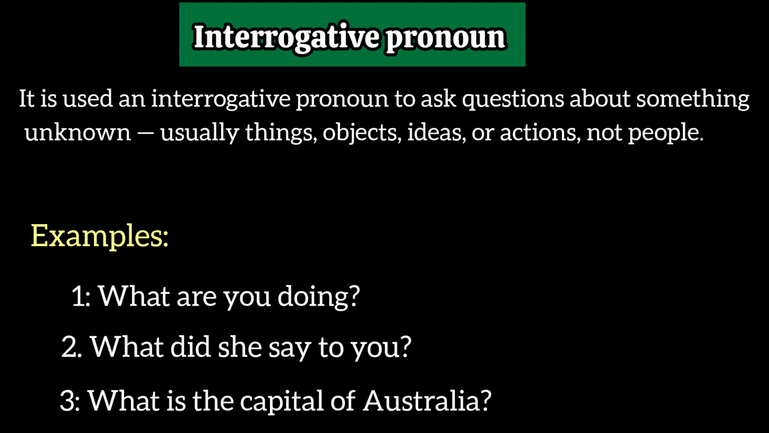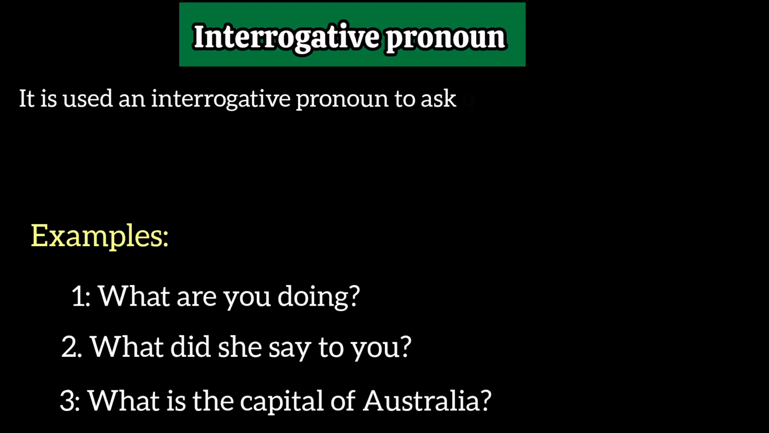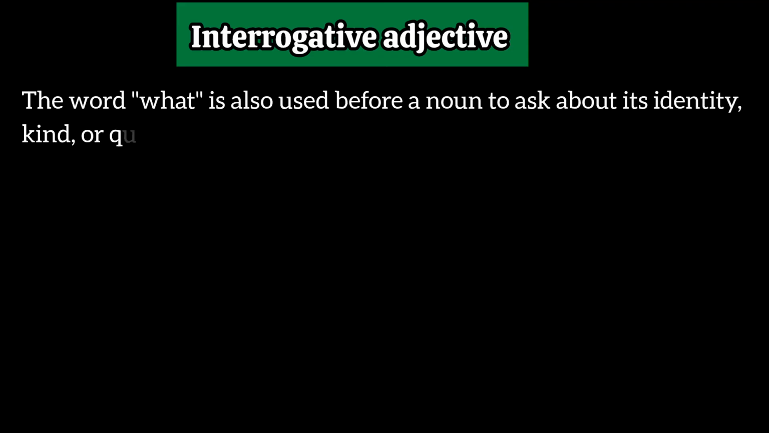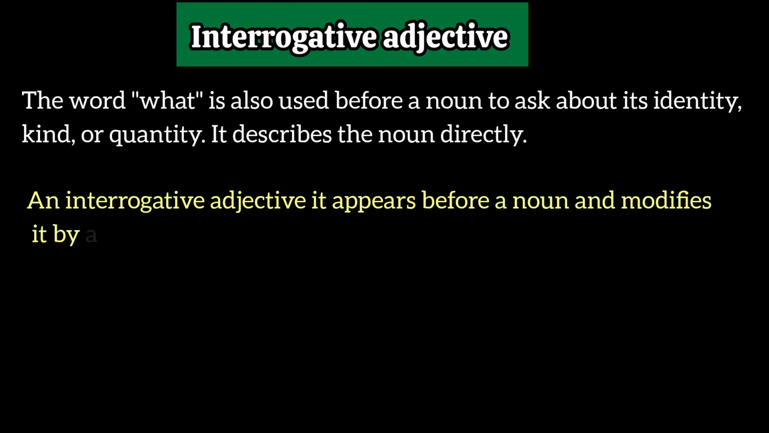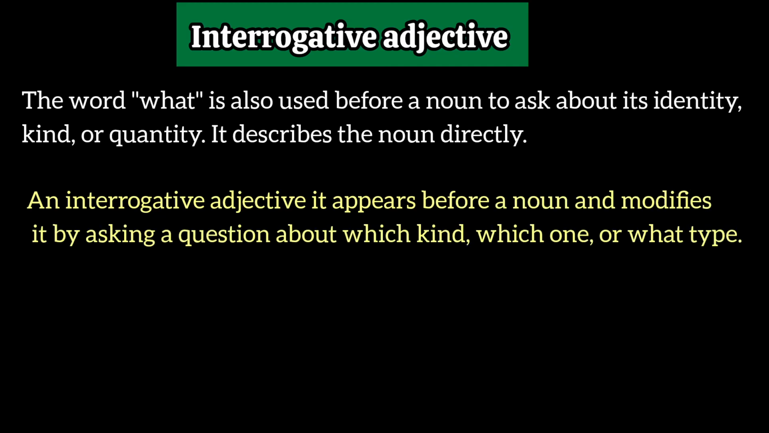As you have learned it as an interrogative pronoun, let's learn it as an interrogative adjective. The word what is also used before a noun to ask about its identity, kind, or quantity. It describes the noun directly. What does it mean? Simply, it means that as an interrogative adjective, it appears before a noun and modifies it by asking a question about which kind, which one, or what type.